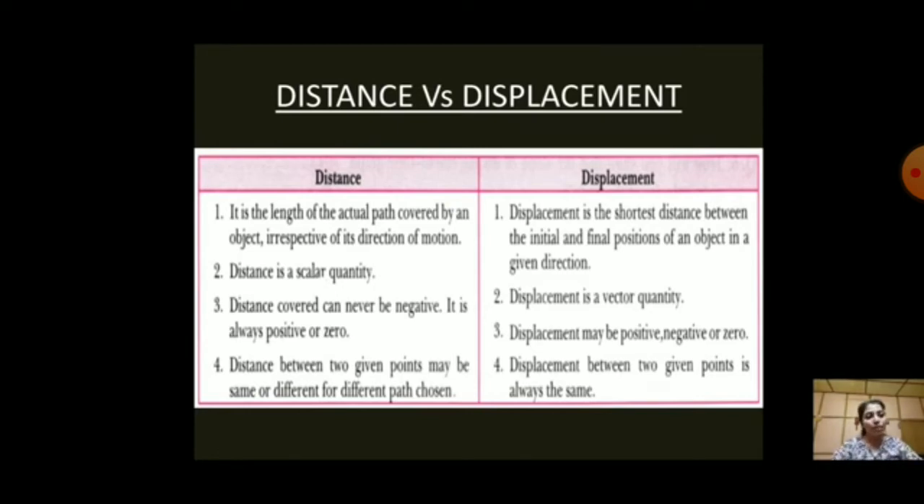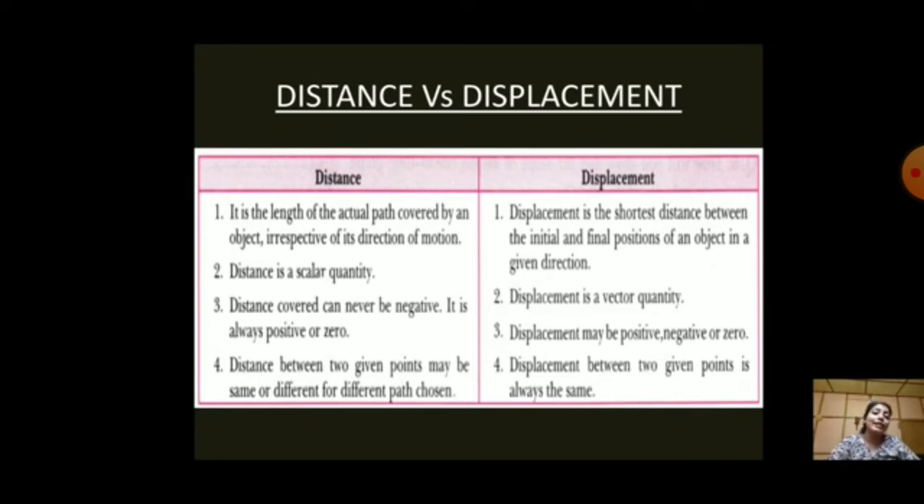If I say you have to travel 2 kilometers towards north, so here 2 kilometers, the numerical value, is the magnitude, and north is the direction. Now if I say you have to travel 2 kilometers, did I mention the direction? No, I just said 2 kilometers, so that is the distance.